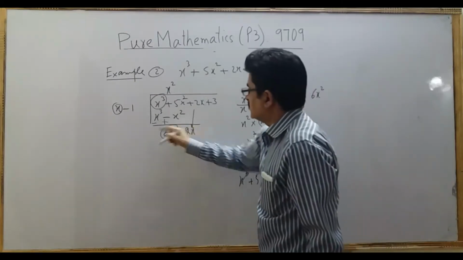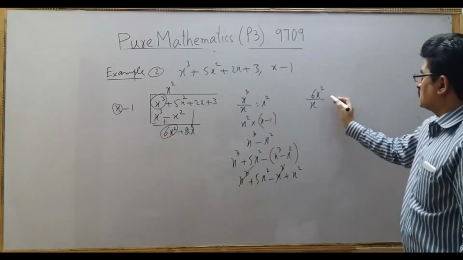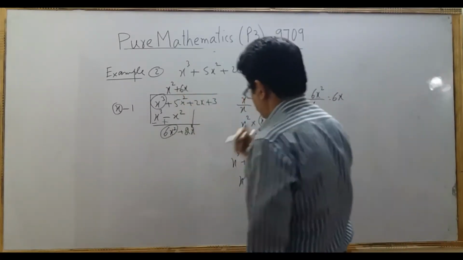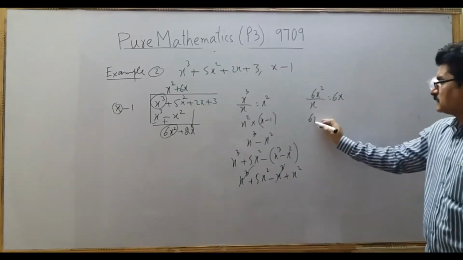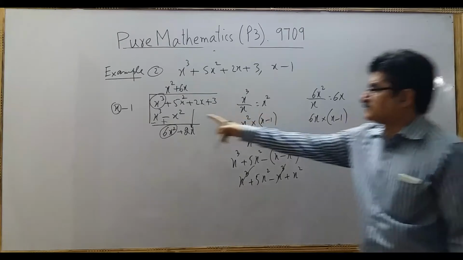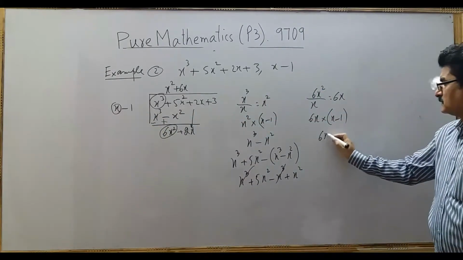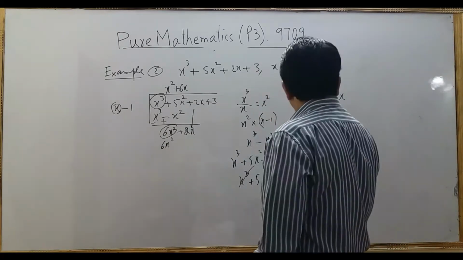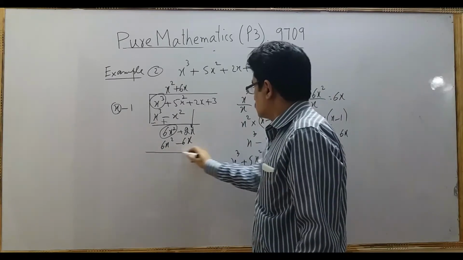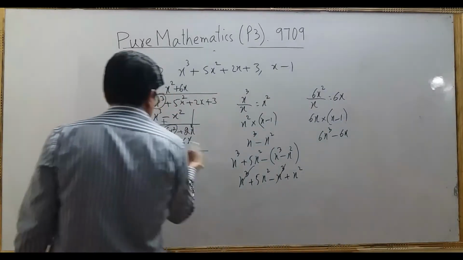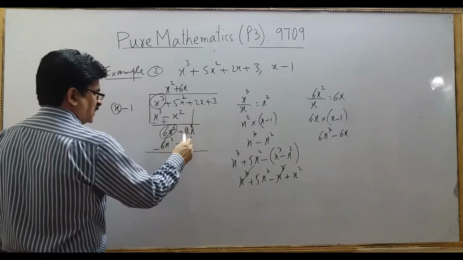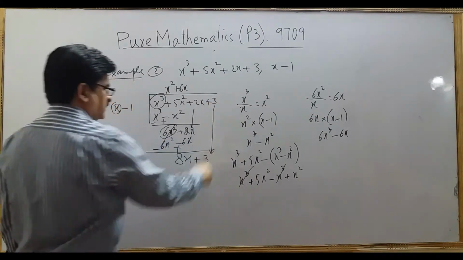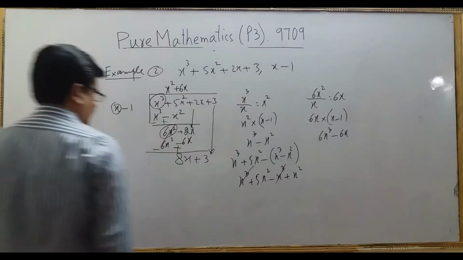Consider this first term. Divide it by x. You will get 6x. Write this 6x over here. Again multiply this 6x by x minus 1, this divisor. So it will be 6x square minus 6x. Write this answer over here. Now subtract as usual, all like this cancel out. You have 8x. We are left with one term which is plus 3. Now carry it down. Again start the process.